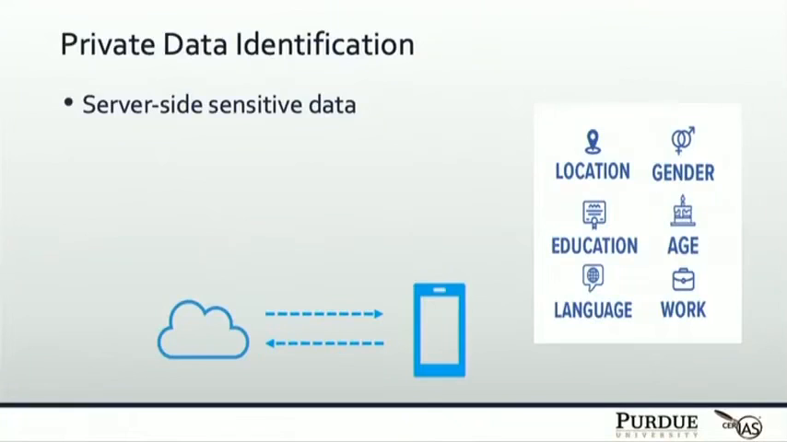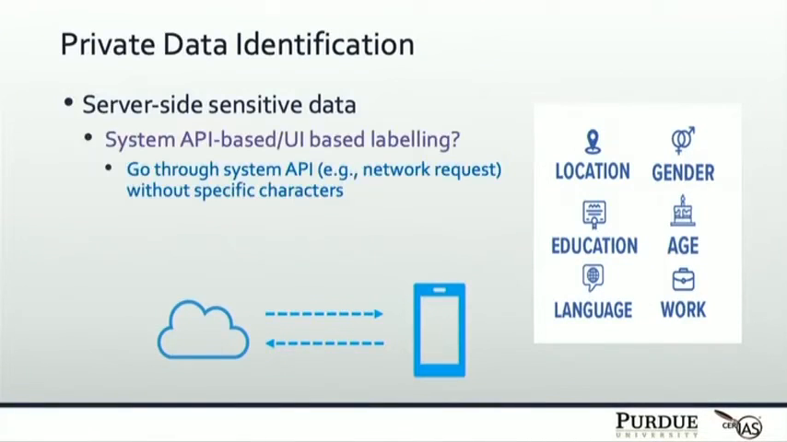However, the more complicated case here is user-sensitive data from the app's server side, especially after the user logs into her account and downloads the data from the server. In this case, neither the system API-based nor the UI-based app labeling approaches can effectively locate such data, because regardless of their sensitivity, loading such information always goes through generic system APIs without specific characteristics.